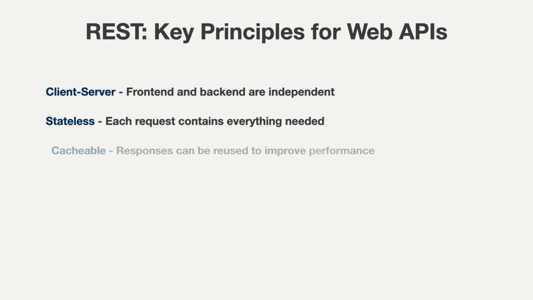Cacheable. This means the server tells the client whether a response can be reused or not. If something is cacheable, the client can save the response and reuse it instead of asking the server again. The server might say, hey, this weather data is good for the next hour. Don't bother asking me again during this time. That's caching. Why does it matter? It makes your application faster, reduces the load on the server, and saves bandwidth.